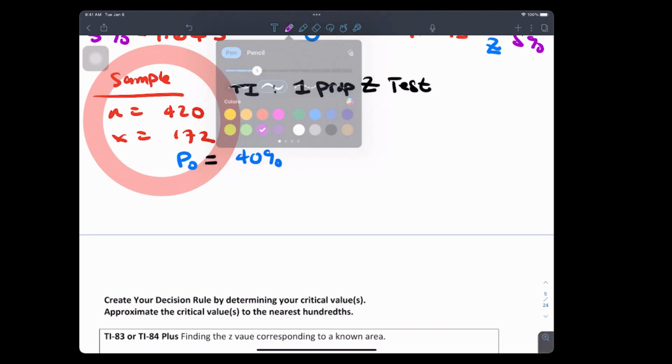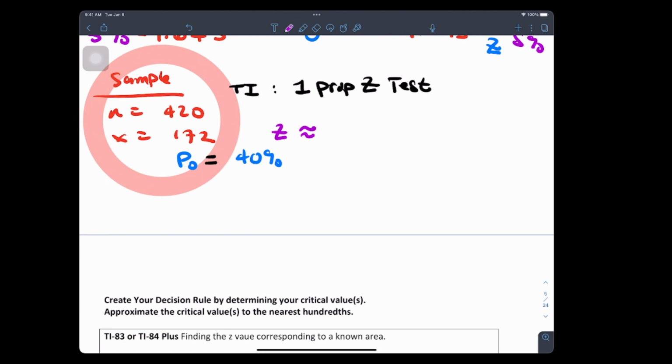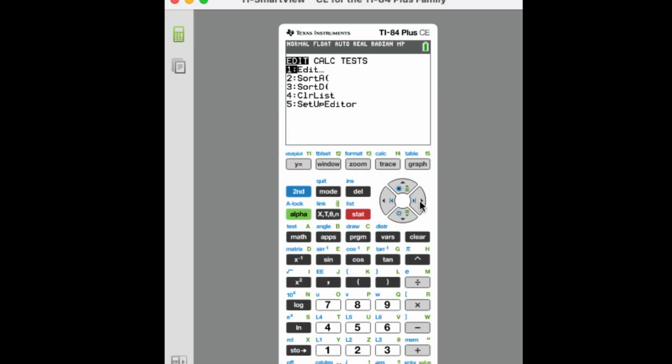We're going to get the test statistic. Second, clear. Stat, if I go to stat, right? Then go to test. One proportion Z-test. Oops, that's not it. Stat, test. Where's our one proportion? There we go, number 5. P naught is 0.40, ladies and gentlemen. Go down now to what are your successes? 172. What's the sample size? 420. Is that a two-tailed test? Here, calculate.